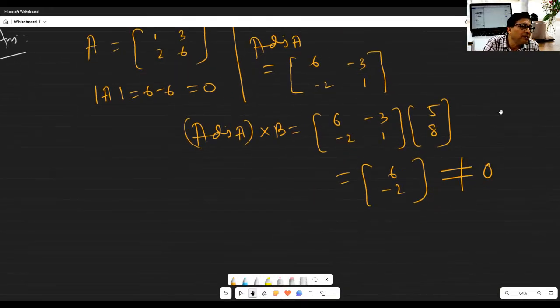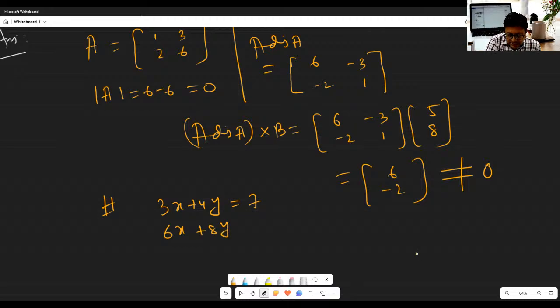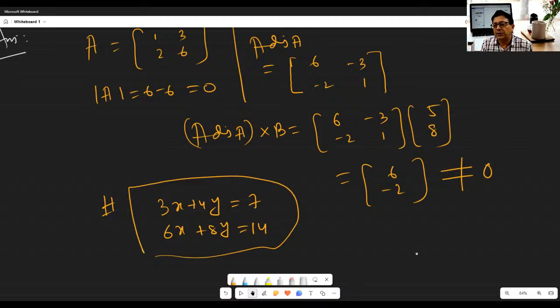But I have to show you in one case it is consistent. Solve the sum I am giving you here. 3x plus 4y equal to 7 and 6x plus 8y equal to 14. Do decide. Before I do it, you must complete. Check whether it is consistent or inconsistent. If inconsistent, find the solution with my help. I will help you definitely.